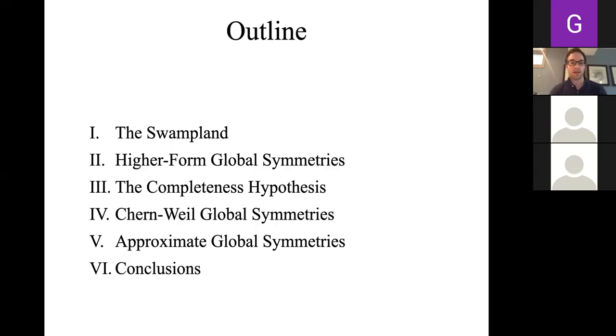So, quick outline, I'm going to very quickly review the swampland. I'm then going to introduce the notion of higher form global symmetries, and we'll then put these two together in three different ways, looking at implications for the completeness hypothesis, looking at these things called Chern-Weil global symmetries, which is something that I will define in this talk, approximate global symmetries, and then we'll end with some conclusions.